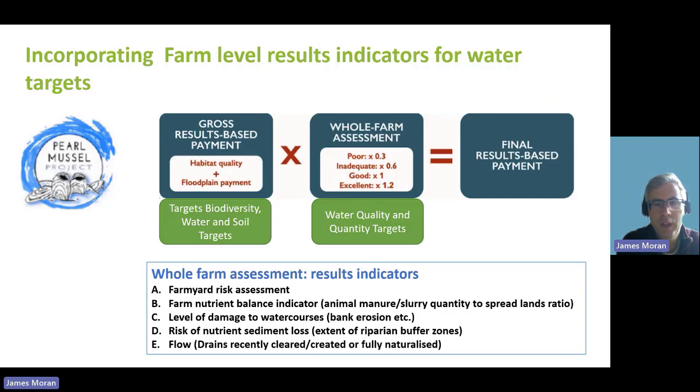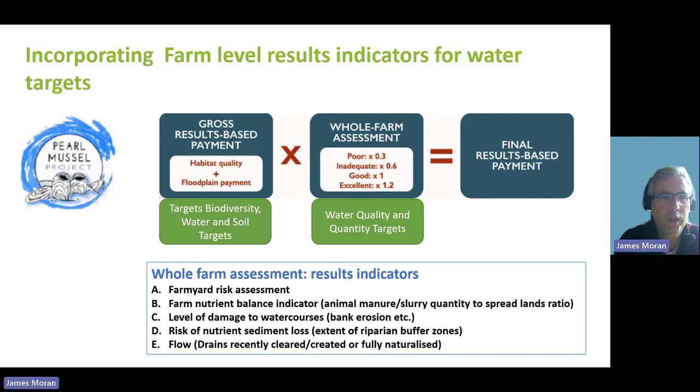So the pearl mussel project is an example of one that had a clear aim to improve the quantity and quality of water. Here, the scorecards for various habitats are combined within an overall farm assessment, which covers farmyard risk assessment, risk of nutrient and sediment loss, and flow regulation. Recent drainage or fully naturalized hydrological systems are one of the indicators that were included here. So whether the drainage system was fully naturalized or recently underwent drainage.